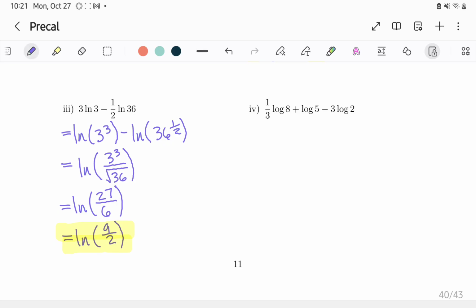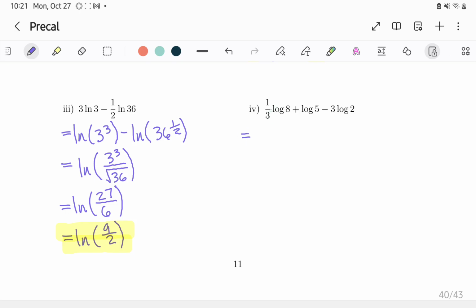All right. Next, we have 1/3 times log of 8 plus log of 5 minus 3 times log of 2. Of course, here, since we just have log, that means the base is 10. Not that it really matters much what the base is for these particular examples.